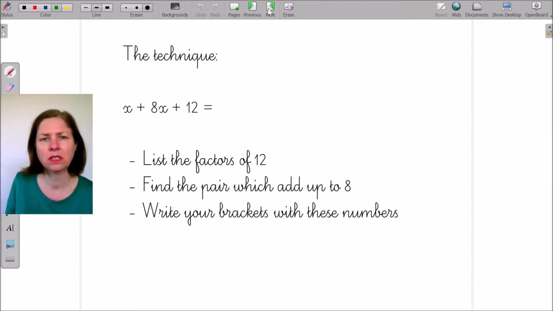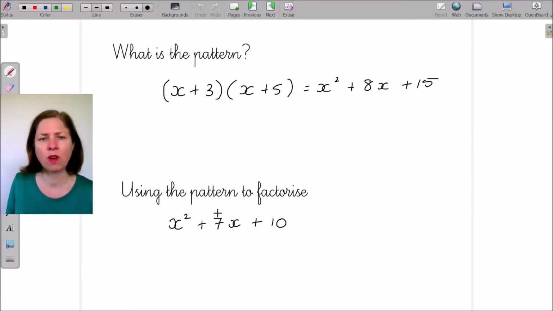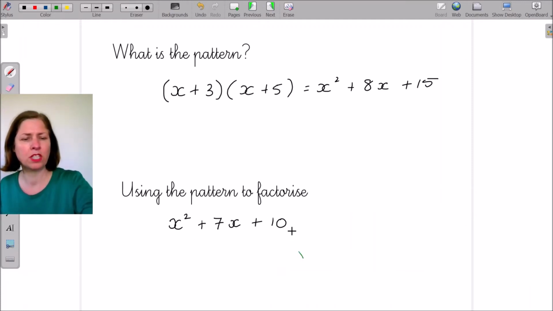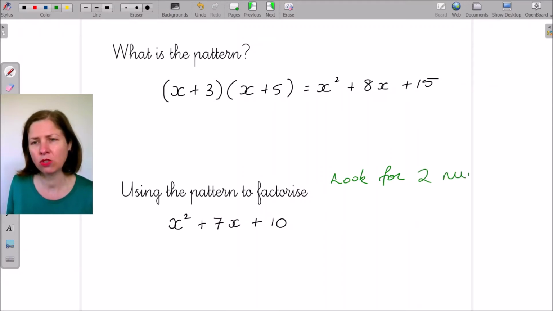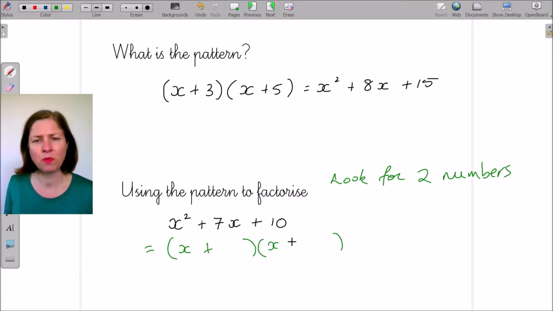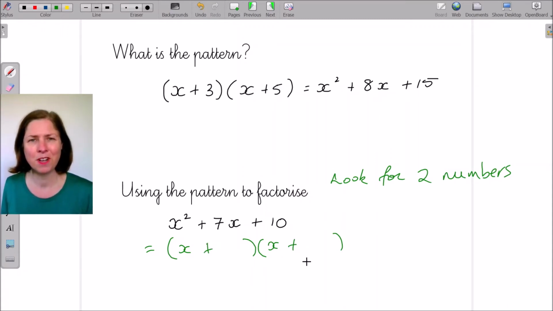Okay, so I want to use the pattern to factorize this. And so what I'm going to do is I'm going to look for two numbers, because when I get those two numbers, I'm going to have x plus something and x plus something. Now, eventually we also have minuses there, but for now, let's just deal with positives.